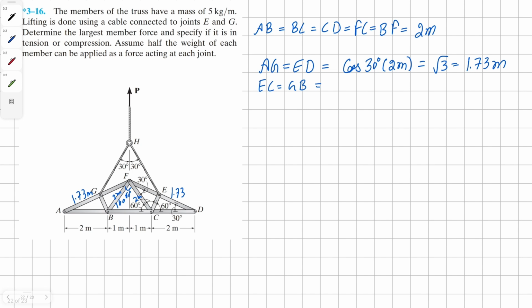Then we know member AG and member ED will be the same length, and cos 30 times 2 gives us a solution of 1.73 meters. To look for the length of members EC and GB, it's going to be cos 60 degrees times 2, and we get our solution as 1 meter.